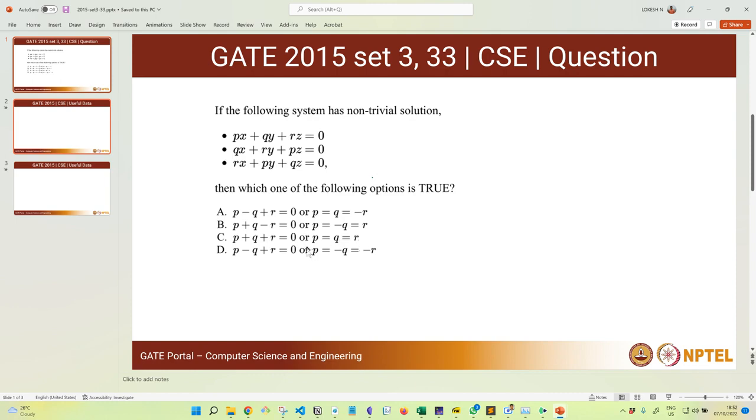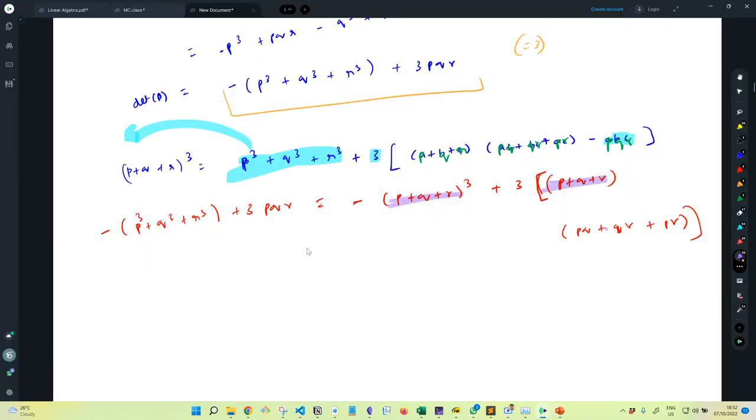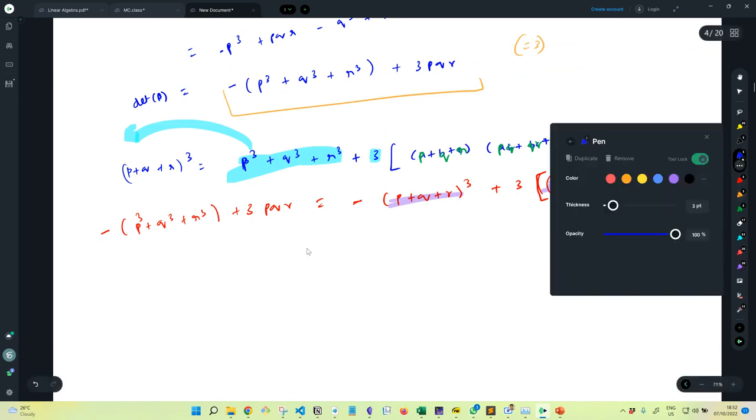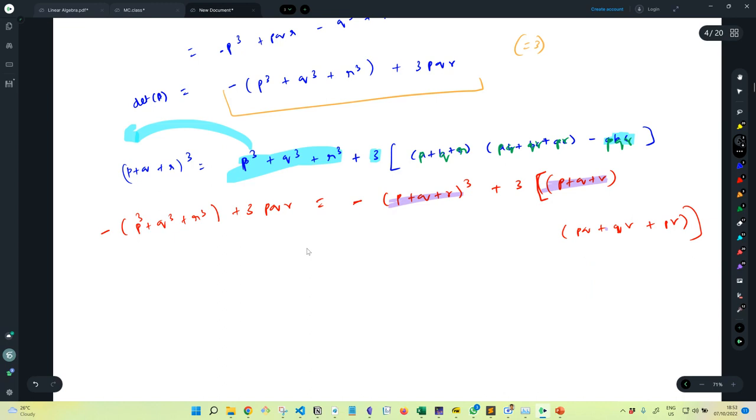Now let's apply the second half, where they say P equals Q equals R. When P equals Q equals R, I can substitute Q equals P and R equals P. And when I do that, this will become minus of 3P the whole cube plus 3 times P plus Q plus R, which will be 3P, into PQ plus QR plus PR, which will be 6 times P. Because P equals Q equals R, I'm substituting Q equals P and R equals P. Now when I expand this, this will become minus 27 PQ.